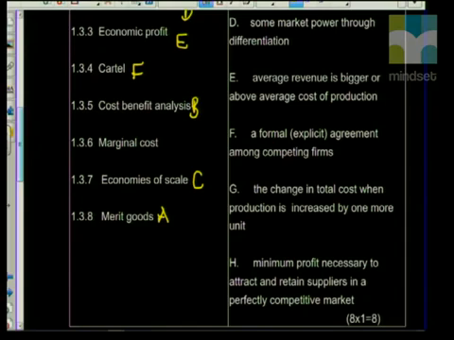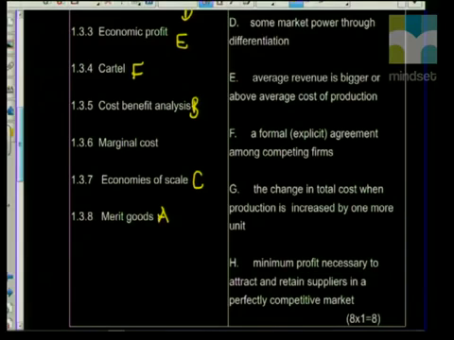Then G, the change in total cost when production is increased by one more unit. The moment that you see any indication of one extra unit is added, one extra unit is produced, or the cost changes by one extra unit, then it will definitely have something to do with marginal cost. So 1.3.6, the answer will be G.